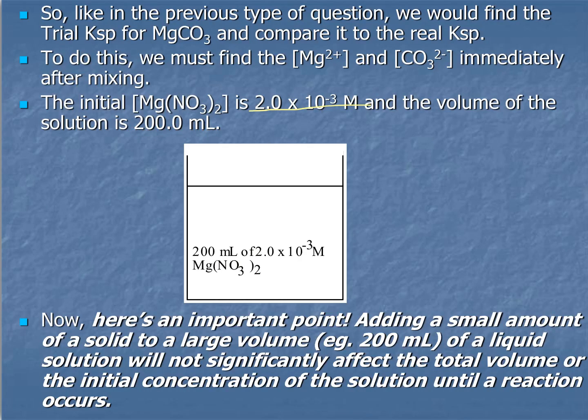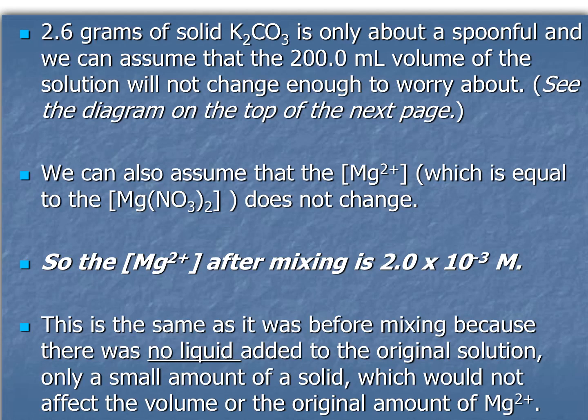and we can use this volume we had to use our grams to moles to find the molarity of the solid we added. So 2.6 grams of solid potassium carbonate is only really about a spoonful. So we can use that 200 milliliter volume and not worry about any change. So we can also assume that the magnesium, which is equal to the magnesium nitrate, because it's one of these in each of the compounds, does not change.